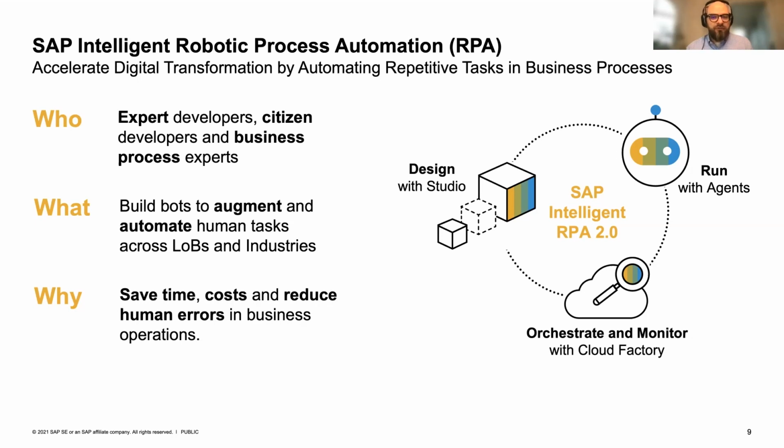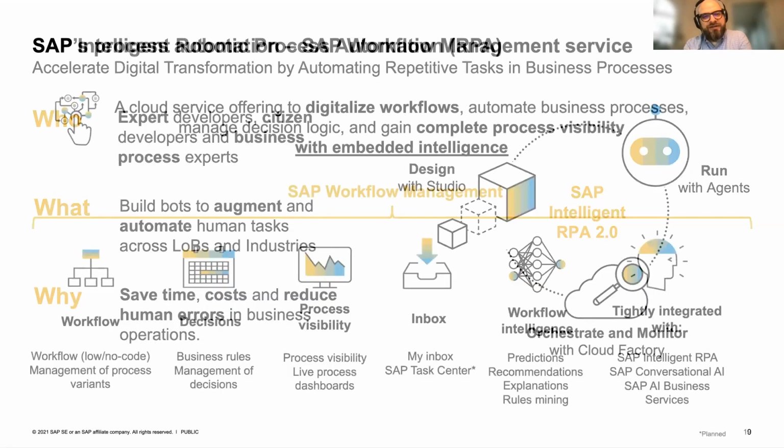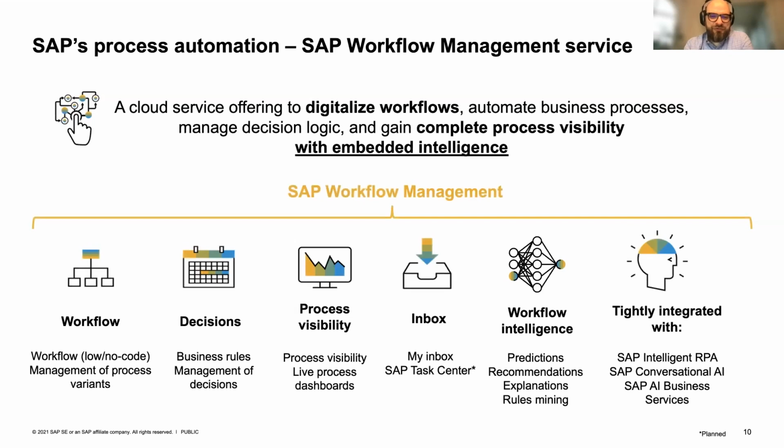And why are we doing this? Why should you actually think about process automation? Of course, to save time, to reduce the costs, and also to reduce any kind of errors in your operations. Let's take a look at the other side of the process automation coin, workflow management. So with this service offering, you can digitize workflows, you can automate, but also extend business processes. You are able to manage the decision logic and also get visibility.